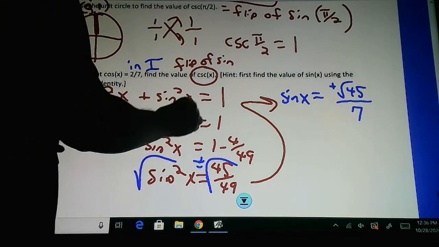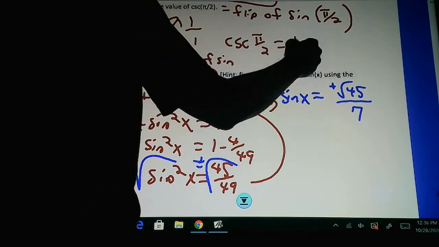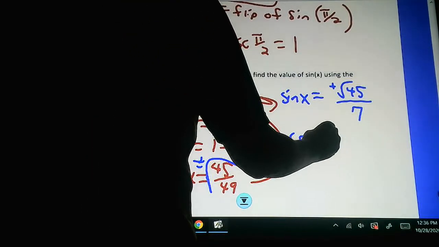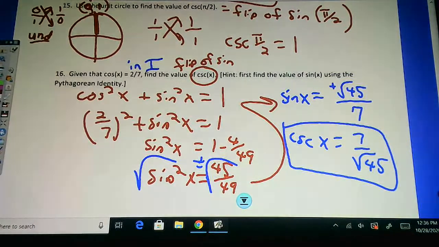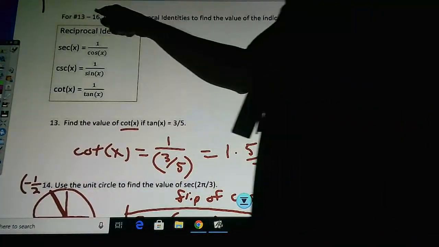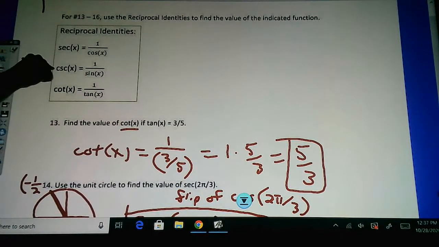So we want to find the value of cosecant. Cosecant is going to be the flip of this here. So the flip of that would be 7 over square root of 45. Cosecant is simply the flip of sine. So again, going back to those rules, 1 over something means flip. Secant is the flip of cosine. Cosecant is the flip of sine. Cotangent is the flip of tangent. Just find the original function and then flip it. All right, that's it. Go back and rework these problems, and then we have the test coming up tomorrow.